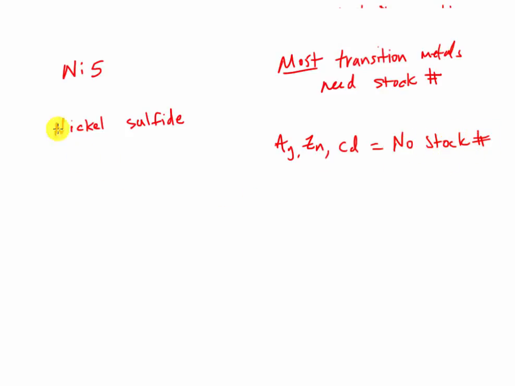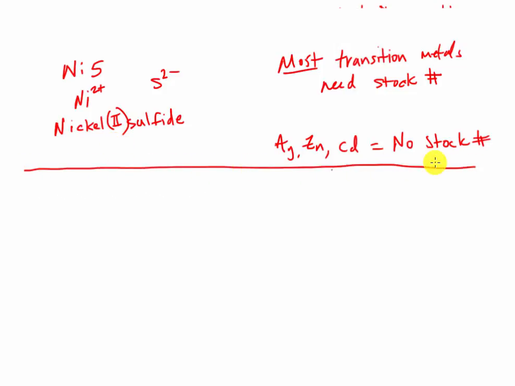So now everybody freaks out and goes, oh my gosh, what stock number do I use? Well, you should know what sulfur is. Sulfur is a 2-, so therefore your nickel must be a 2+, because you have to balance it. So it would be nickel(II) sulfide. A lot of people miss those stock numbers, but be careful.